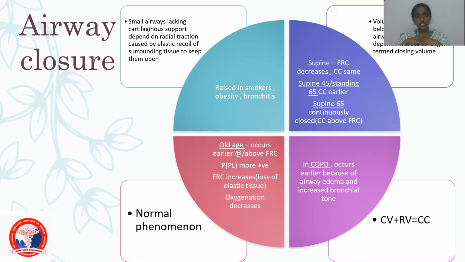Now coming to the terminology airway closure. Airway closure is a normal phenomenon, but when it occurs at a little earlier stage, it becomes abnormal. We are talking about the small airways, not the major airways like the trachea or bronchi, but the very small airways, the terminal bronchioles. At that level, they don't have any cartilaginous support. They only depend upon the radial traction, which is caused by the elastic recoil of the surrounding tissue, to keep them open.